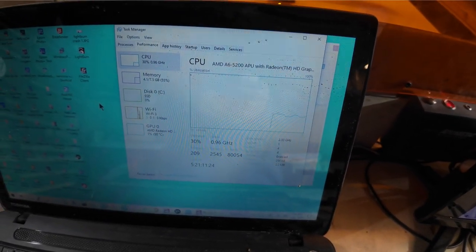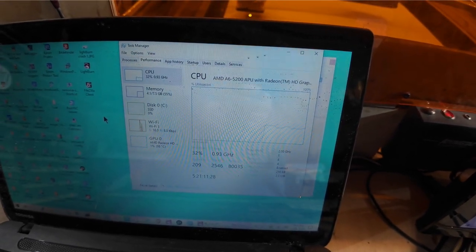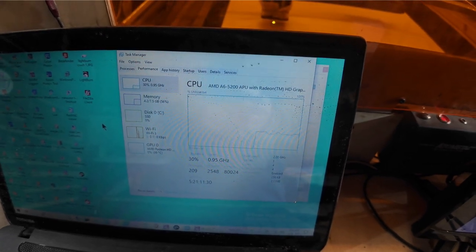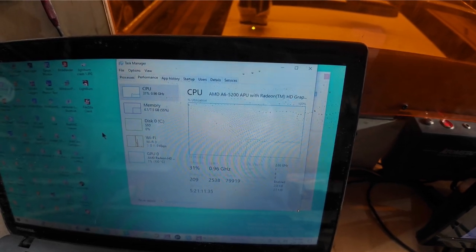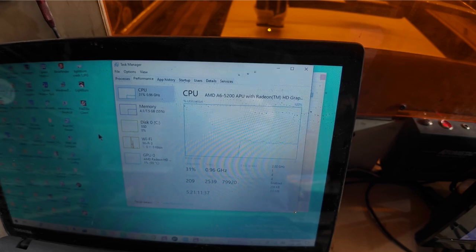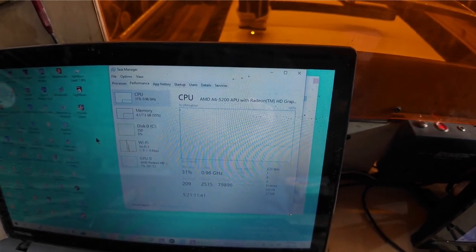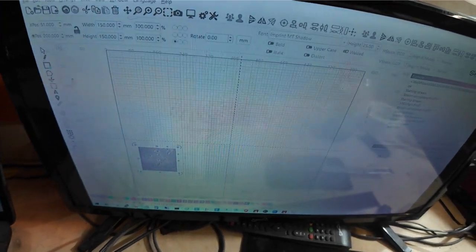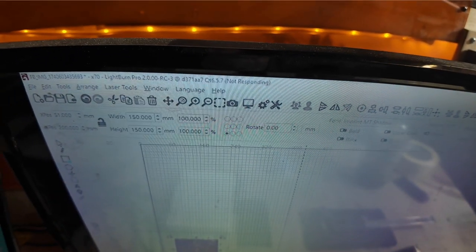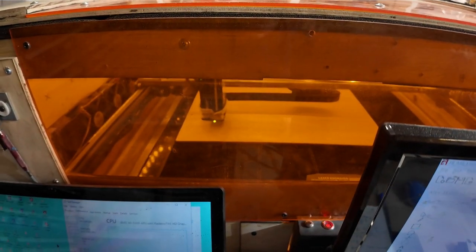So this is LightBurn RC3. We're still hung up. You notice that memory is at 56%, CPU is 31%, SSD, not much is happening, very little on Wi-Fi, and the GPU is basically just sitting there. But if we tilt back here and look, the app is still frozen. Notice, not responding. And yet the job is still running perfectly.